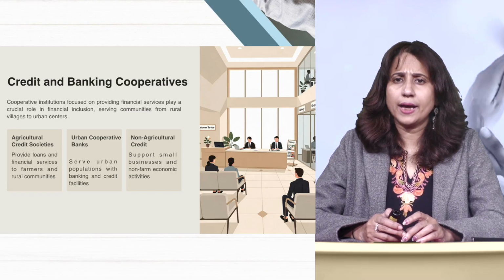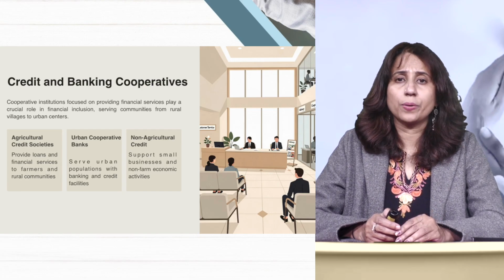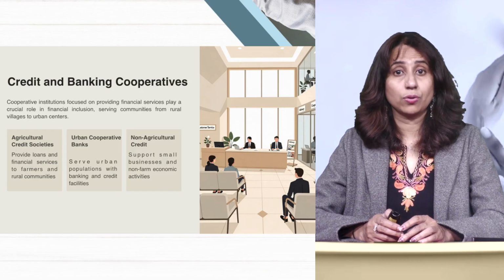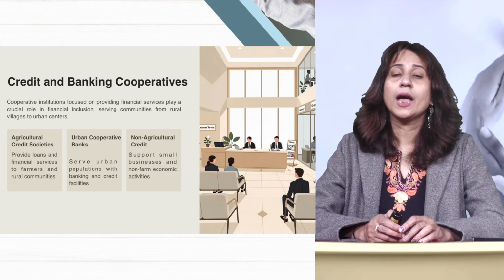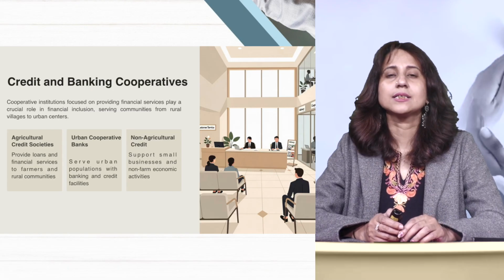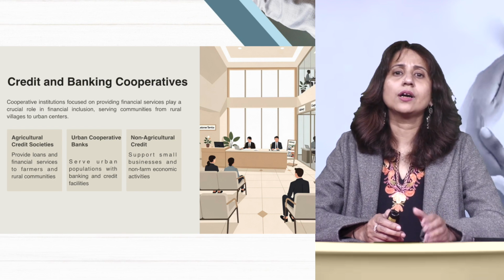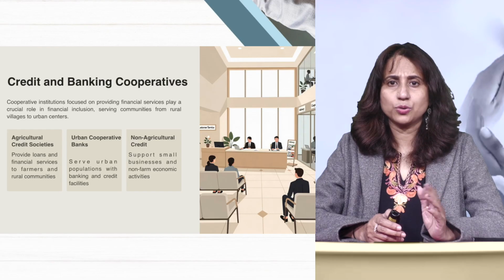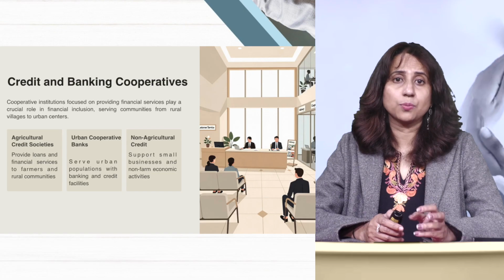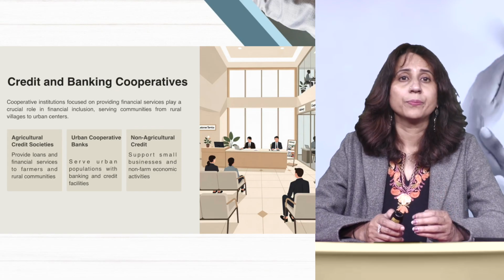They fill gaps left by commercial banks in serving local communities and small borrowers. Urban cooperative banks are classified by geographic areas of operation. Single state UCBs operate within one state and are regulated by the respective state registrar of cooperative societies and RBI. And the multi-state UCBs operate across state boundaries and are regulated by the central registrar of cooperative societies and RBI. They are further categorized as tier 1 banks, deposit size below rupees 100 crore, and tier 2 banks, deposit size rupees 100 crore and above.